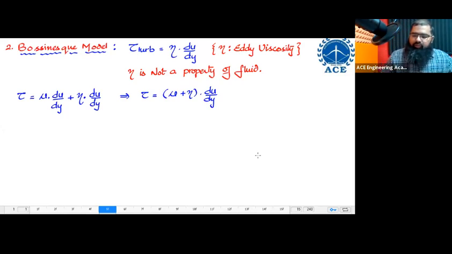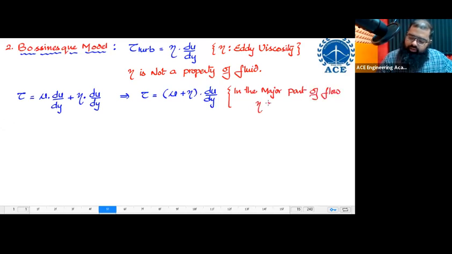Okay. Now one more thing, please remember, in the major part of flow, eta is going to be much greater than mu. In the majority part of the flow, you will be seeing that the value of eta will be much greater than mu. Okay, that you will understand as we go forward into a particular graph later on.